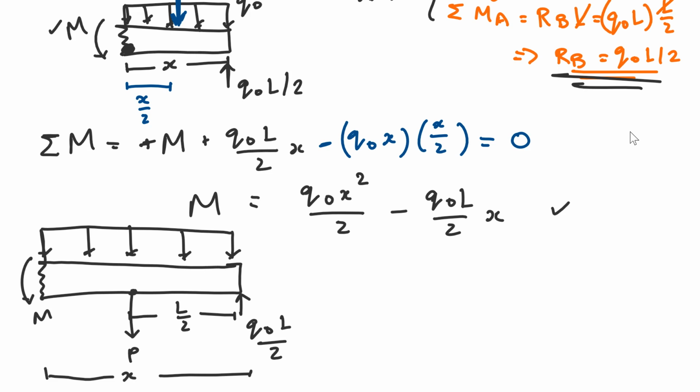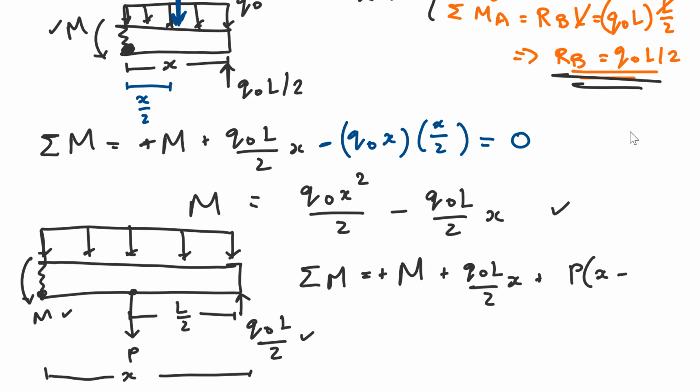So, same thing again. Sum the moments about this edge equals, we're going to have plus m plus Q naught L over 2 from this guy times x. We've taken care of this, and we're going to have a moment from P now. So plus P times x minus L over 2, right? X minus L over 2 is this distance right there. And then minus, this is Q naught, and Q naught is acting once again directly in the center here. So minus Q naught times x, which is the force.